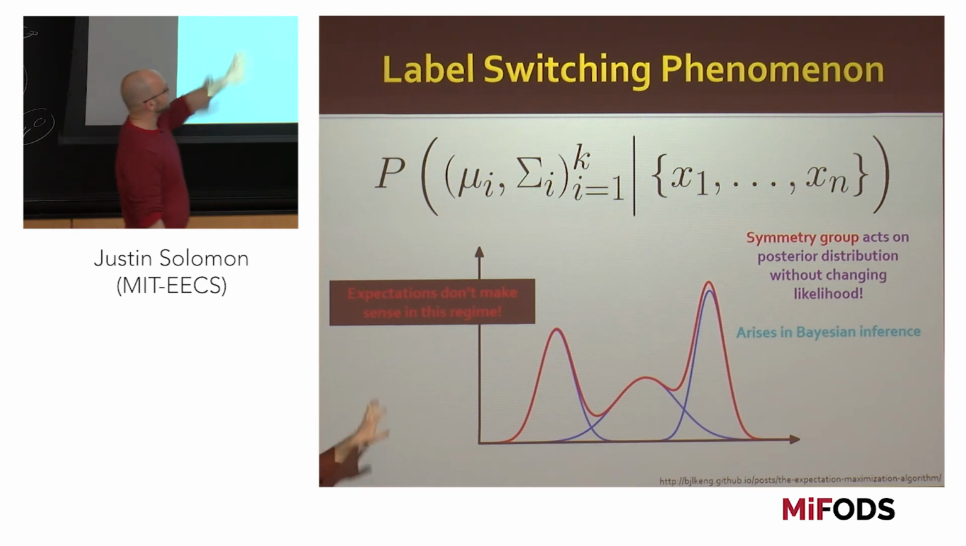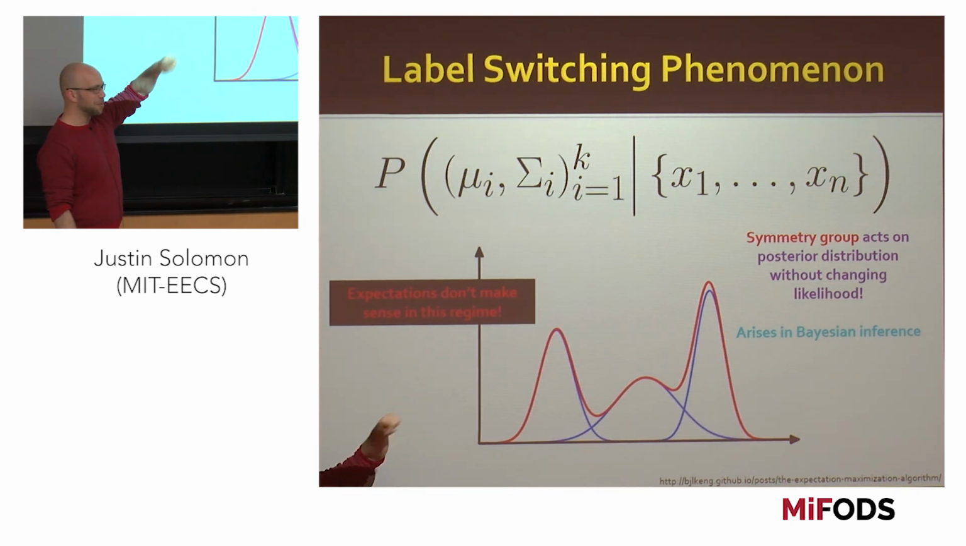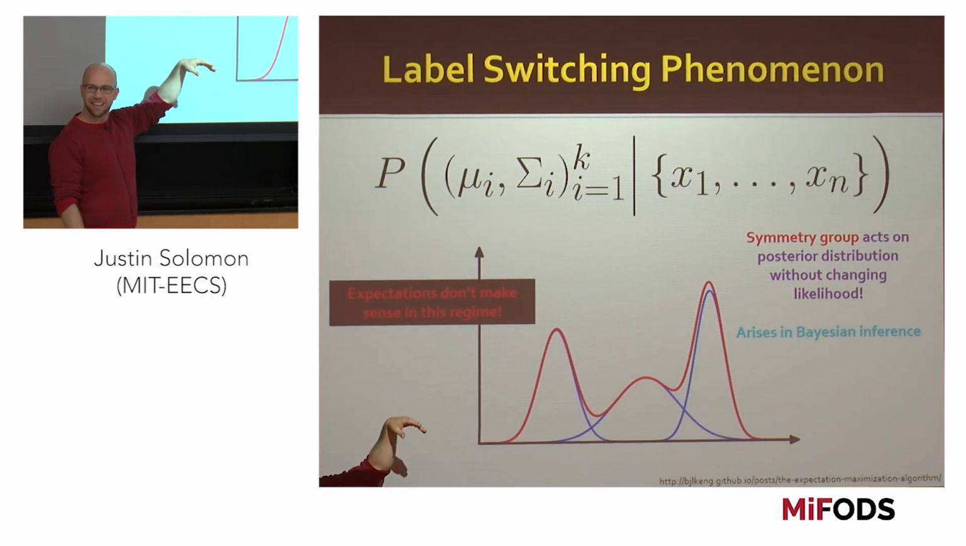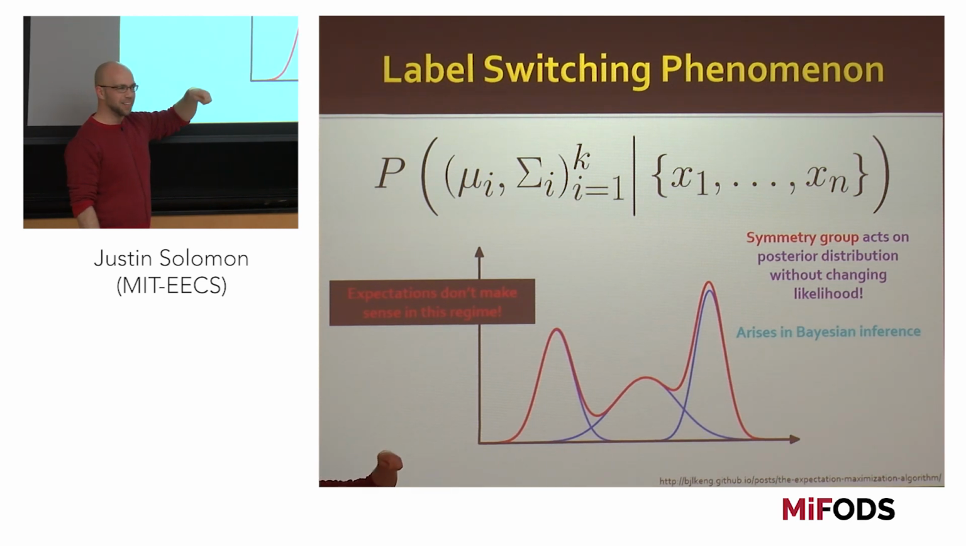However, what happens if I take the expectation of this distribution? Well, now every point is equally likely to every other point in its orbit, so I get just something blurred out in the center, right? So taking expectations here really doesn't make any sense until I quotient out that symmetry.